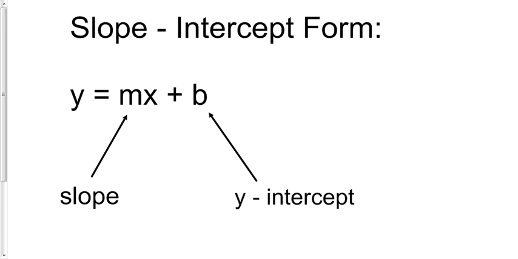So this is slope-intercept form of an equation. The name tells you kind of what it is. y equals mx plus b, where m is the slope of the line and b is the y-intercept of the line. This is a helpful form because it's easy to graph the line if the equation is in this form. You can also type it into your calculator in the y equals.